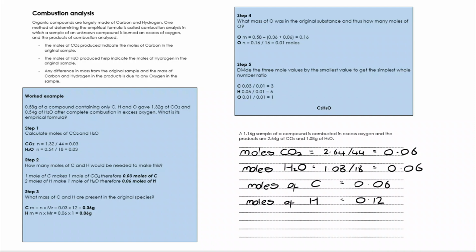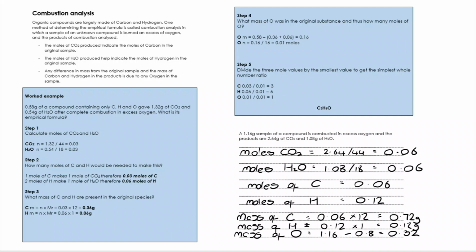Now from there, I can work out my mass of carbon and mass of hydrogen. That's moles multiplied by atomic mass. I've got 0.72 grams of carbon and 0.12 grams of hydrogen. That's a total of 0.84. Now I've got 1.16 grams of a sample, so the rest of it is another element. Often it will tell you that it's oxygen when these questions come up. Actually, because there is no other product of combustion here, the other element must be oxygen. So I've also got 0.32 grams of O.